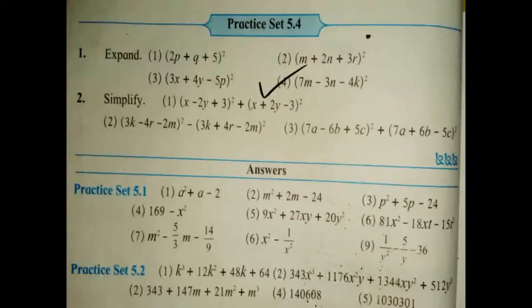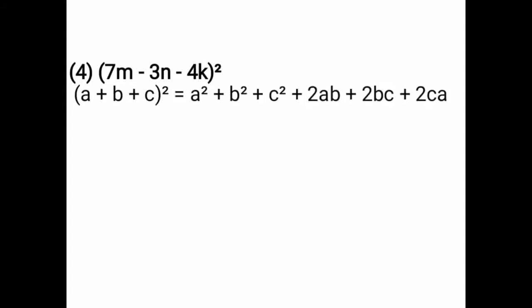Next, (7m minus 3n minus 4k) the whole square. (a plus b plus c) the whole square is equal to a square plus b square plus c square plus 2ab plus 2bc plus 2ca. Students must remember this formula. Write this question again.